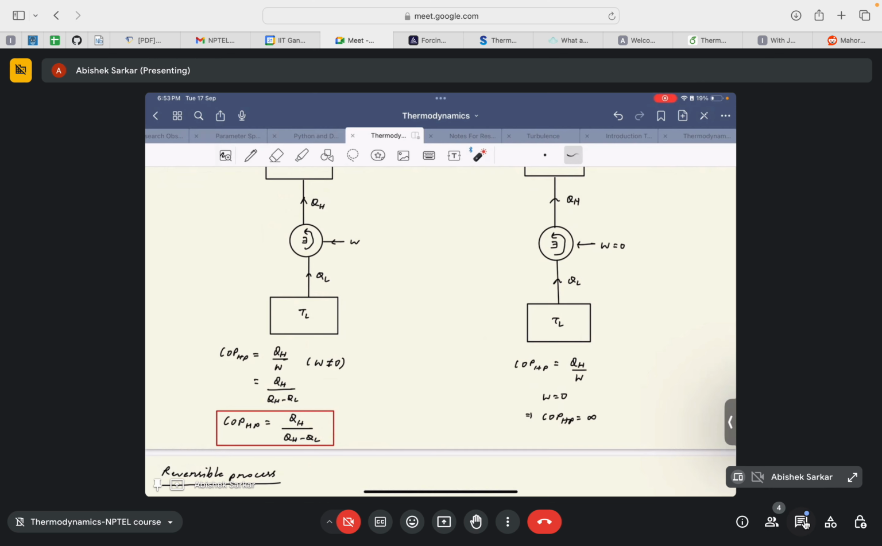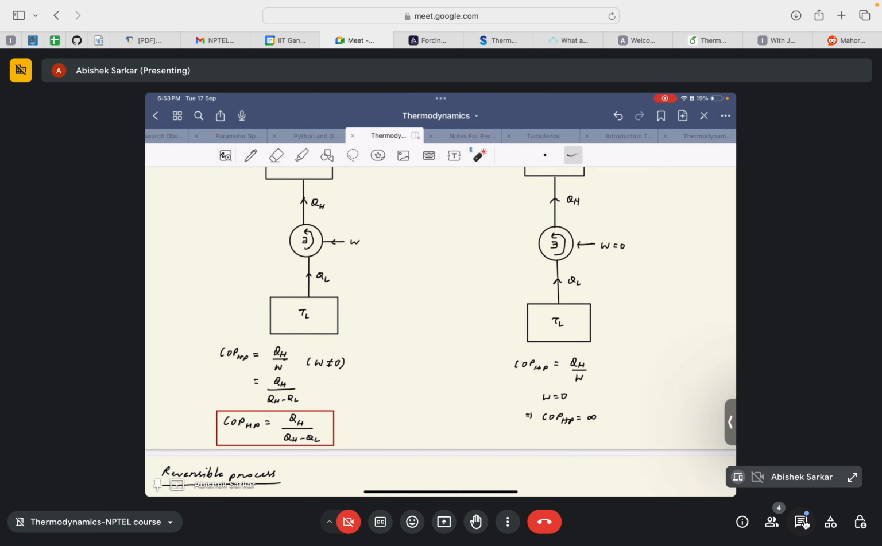I guess Professor Anand discussed in the lectures about the star ratings of refrigerators. You saw there that the COP is usually within the range of 2.5 to 3.8, right? It's very low actually. So COP being infinite is absolutely impossible, right? That's why the Clausius statement gives the limitation to such kind of systems. Okay, so I hope the Kelvin-Planck statement and the Clausius statement are clear.